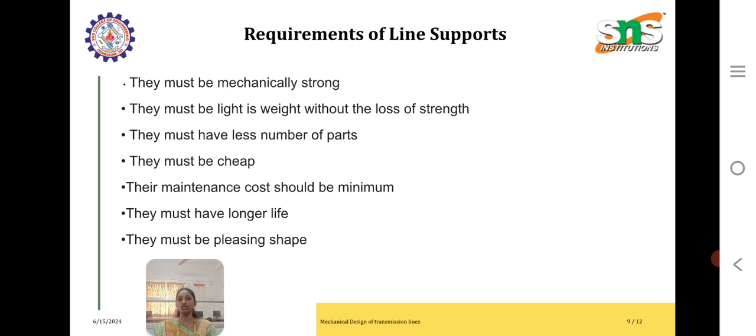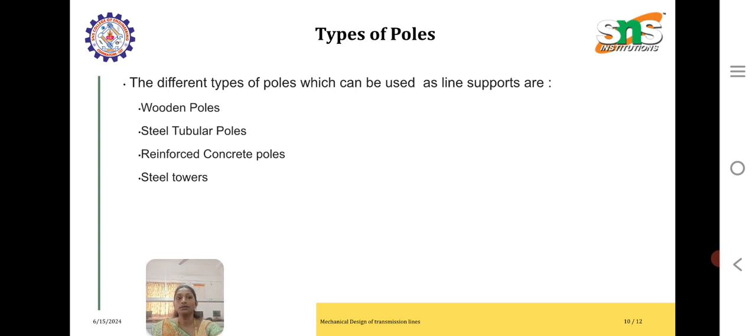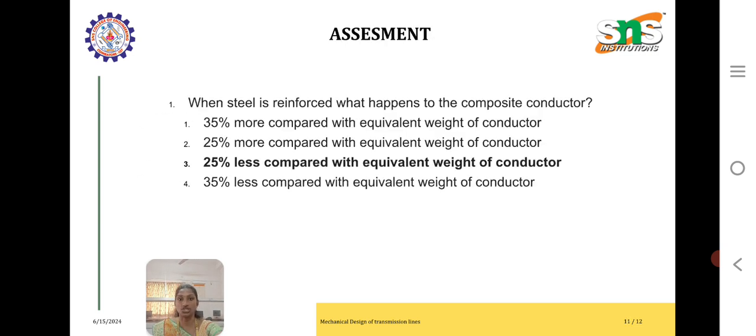So the main requirements of line supports are that they should be mechanically strong, low in cost, with fewer parts, a pleasant shape, a longer life, less maintenance, and less weight without loss of strength. Coming to the types of poles, we use wooden poles, steel tubular poles, reinforced concrete poles, and steel towers. These are the types of poles used in a transmission line structure.